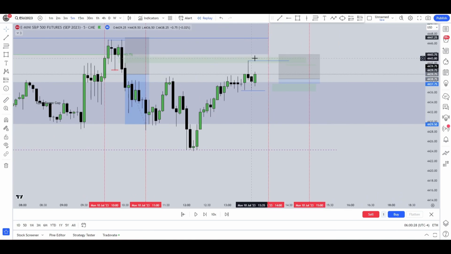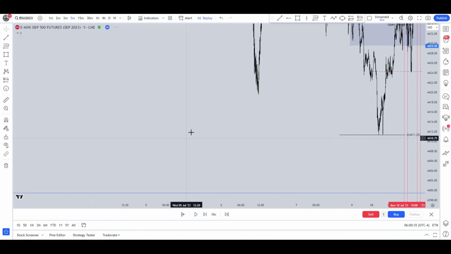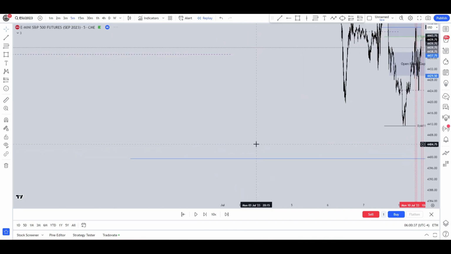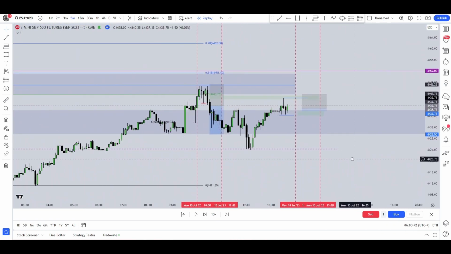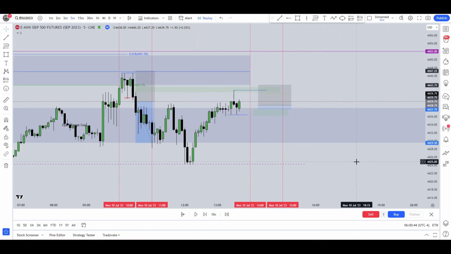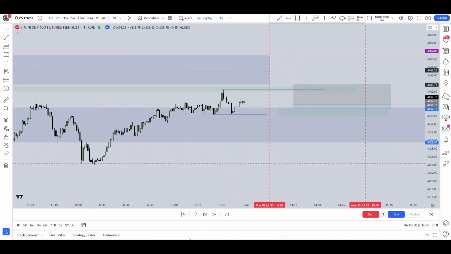So my bias is that we can go short from here, go down, take this low out again, or maybe go out for this liquidity here, or the liquidity we saw further out right here. So my bias was both ways. So if I saw a market structure shift to the downside or the upside, I wanted to enter. So let's see what happened at the open here.